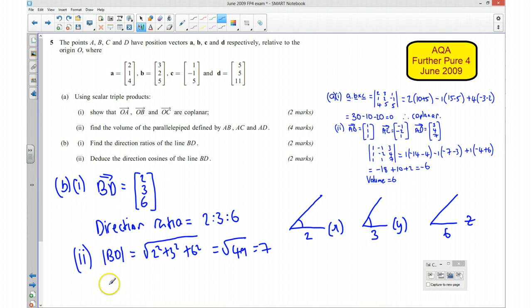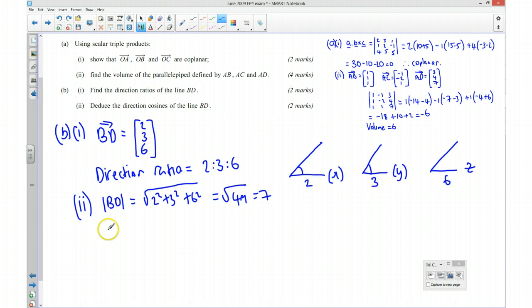So my direction cosines: in the x direction it's going to be 2, the adjacent divided by the hypotenuse, so that's going to be 2/7. In the y direction that's going to be 3/7, and in the z direction that's going to be 6/7.